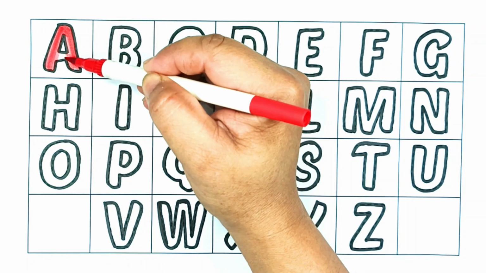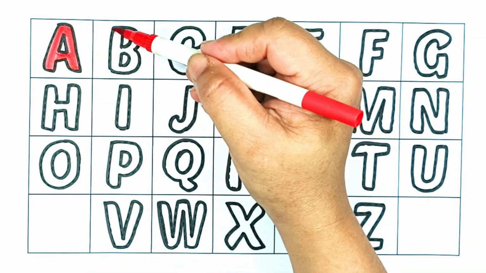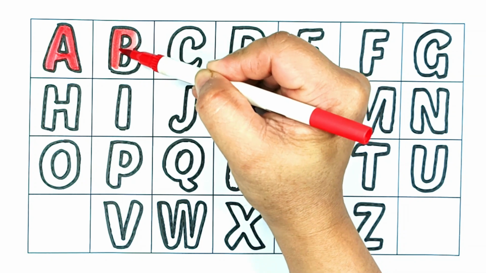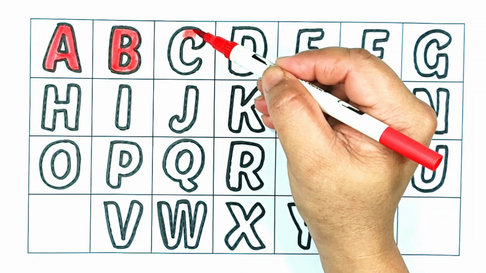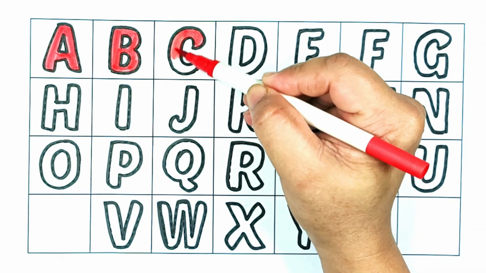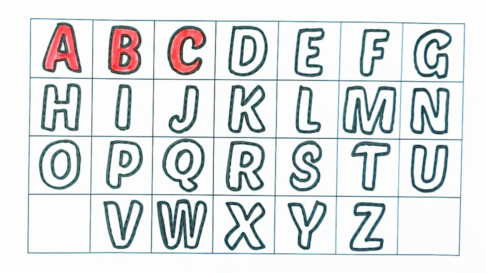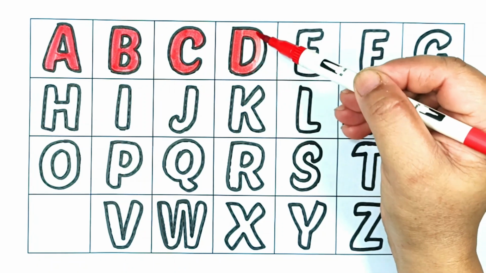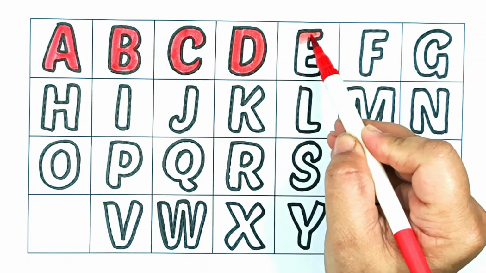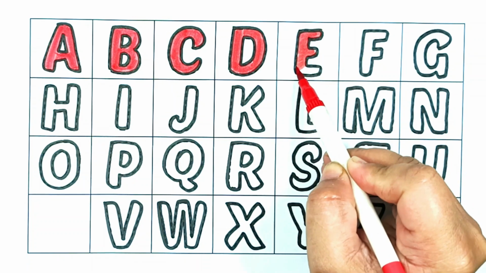A for apple, A for apple. B for ball, B for ball. C for cat, C for cat. D for doll, D for doll. E for egg, E for egg.